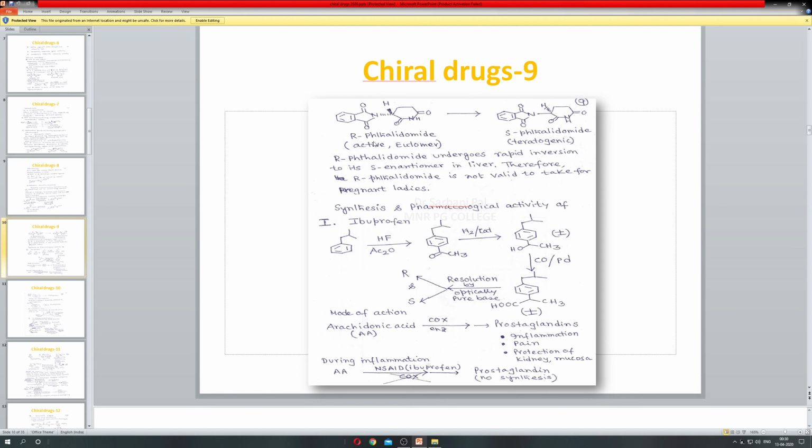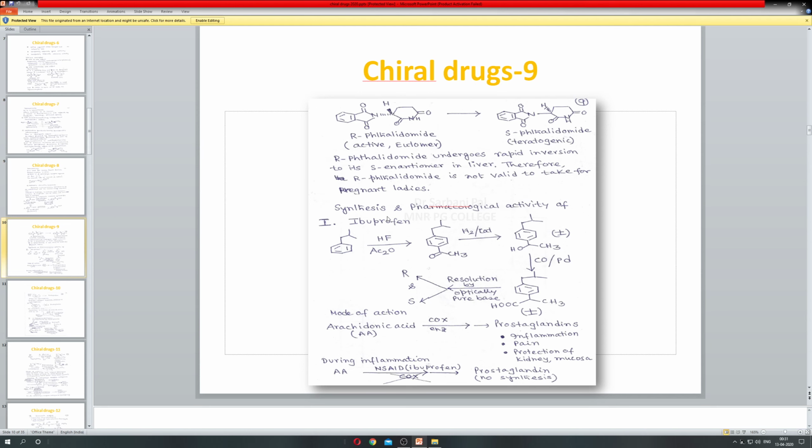Another example is thalidomide, the R enantiomer, but here it is happening in the reverse direction, meaning the eutomer gets converted into the distomer. In the case of ibuprofen, it is happening in the good direction, meaning the distomer is converted into the eutomer. But when it comes to thalidomide, the eutomer gets converted into the distomer by taking the help of different enzymes in the liver. So these are the two examples of metabolic chiral inversion.